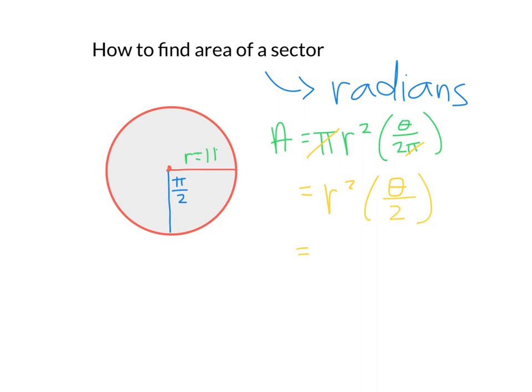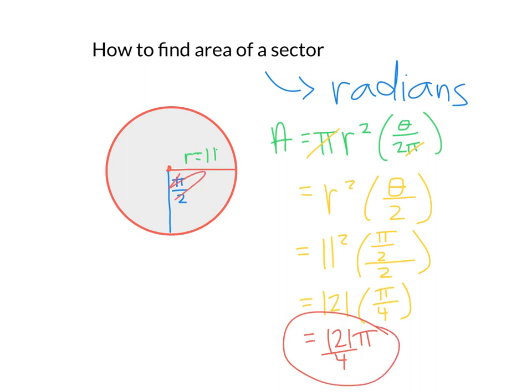So then for r, we're going to plug in 11. 11 squared. Theta here is pi over 2, then divided by 2 again. So this is going to be 11 squared, which is 121, times, this is going to end up being pi over 4. And so our final answer would be 121 pi over 4. And remember, that's talking about the area, which is the inside piece.